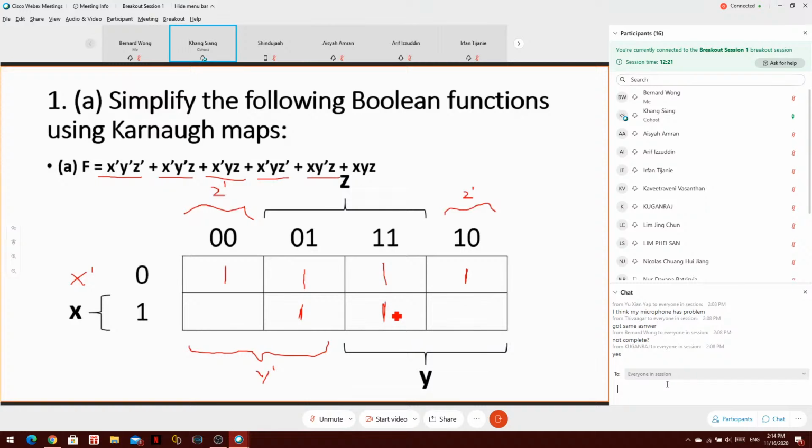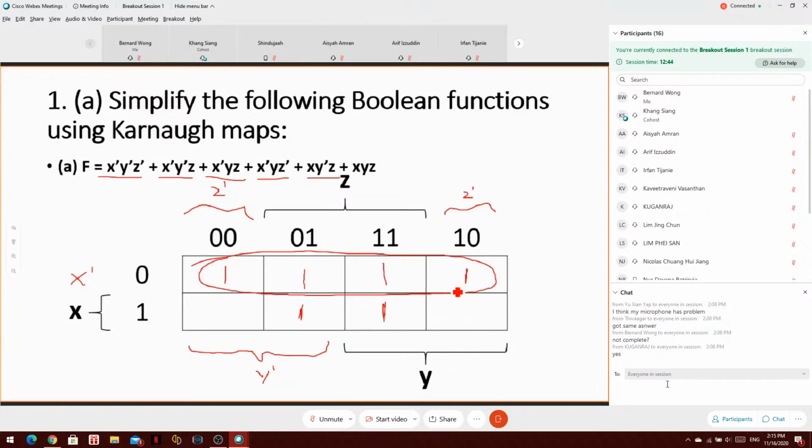Now the thing is that you need to do the grouping. When you do the grouping, remember you can only group 2, 4, 6, 8, I mean, using the power of 2. The first thing you can do, of course, the obvious one is this one. So you do this one.